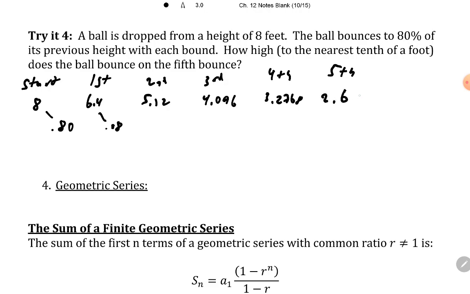2.6. And they want to the nearest tenth, so this is what you would get in your calculator, and then you would round to 2.6 feet. Or you could have used the formula, r equals 0.8, a1 is 8, and n equals 6.